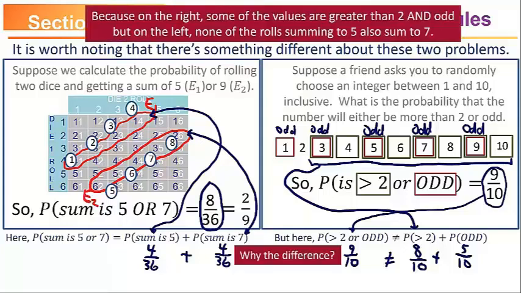In a nutshell, it's because on the right, some of the values are greater than 2 and odd. Remember that when we did this problem on the right, there were certain numbers that were both greater than 2 and odd. For example, 3 is greater than 2 and odd, 5 is greater than 2 and odd, 7 is greater than 2 and odd, and 9 is greater than 2 and odd. So there's an overlap between those counts. On the left, that didn't happen. When you looked at the numbers that summed to 5 and the numbers that summed to 7, there was no overlap. That's what caused the difference.